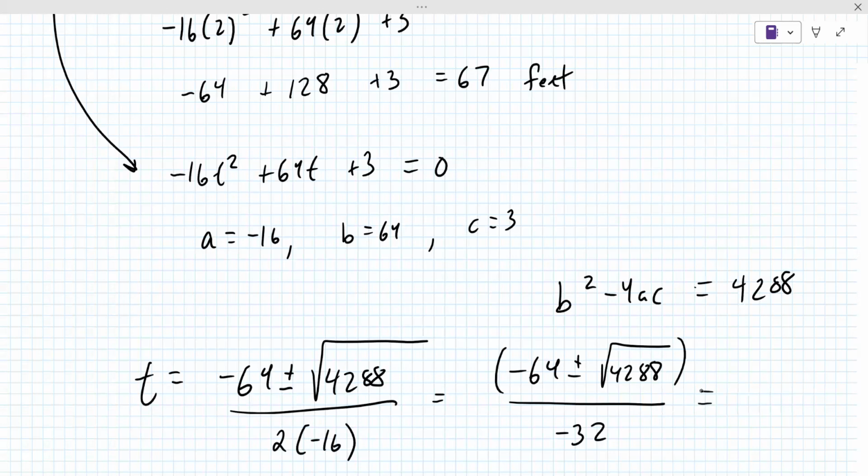Okay, so I got negative 0.05. Okay, and good. 4.05. And that's the correct one.